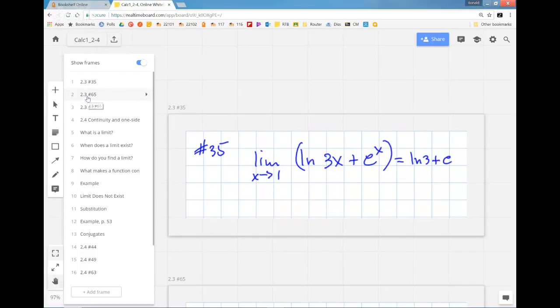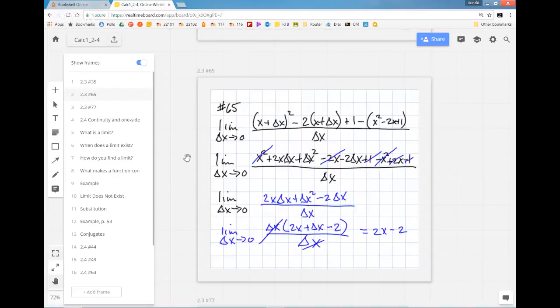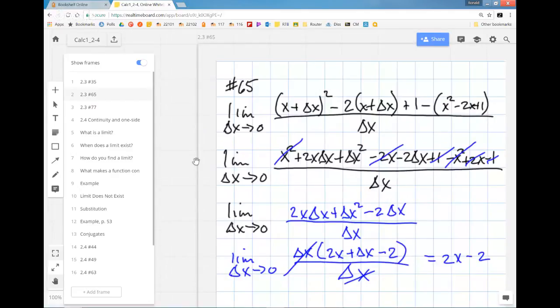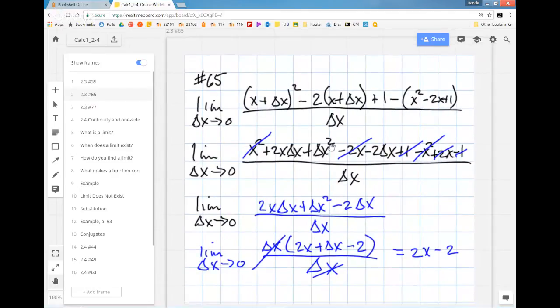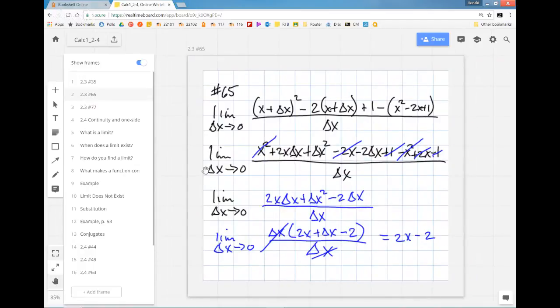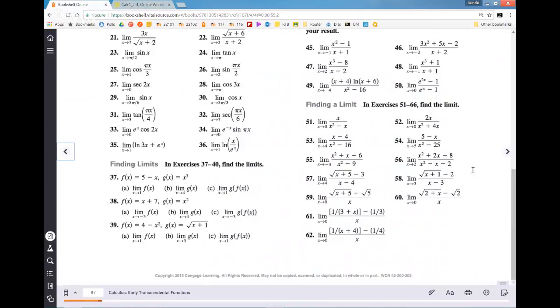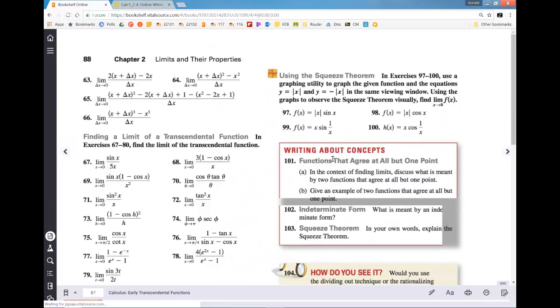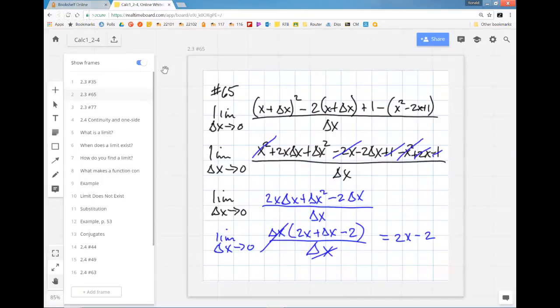So let's take number 65. Let me go back and check exactly how they worded it. Okay, so they did have it all expanded out. You see it here on the top, and that's what I've got here on the top line.